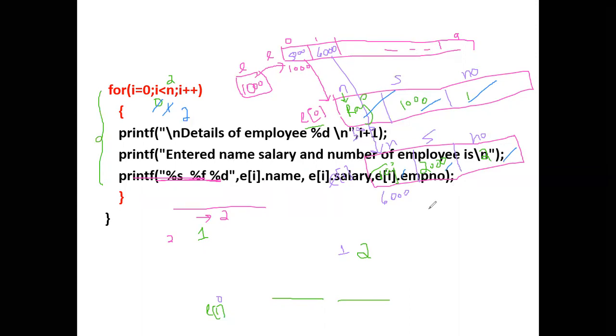So like this you can store 1000 employee details or even more. You need not write E1, E2 till E1000. Instead of that you can simply write E of 1000. So this is the concept of array of structures.